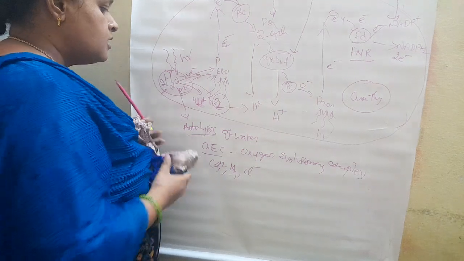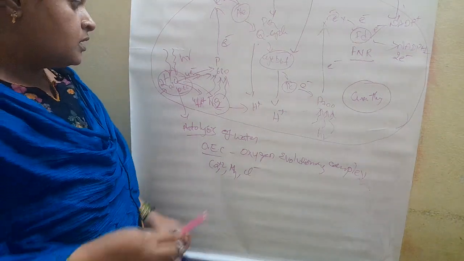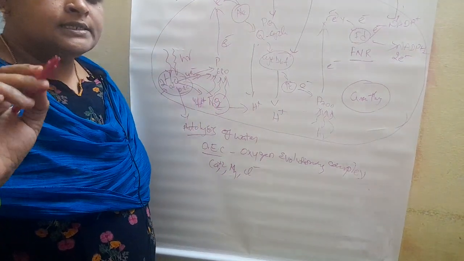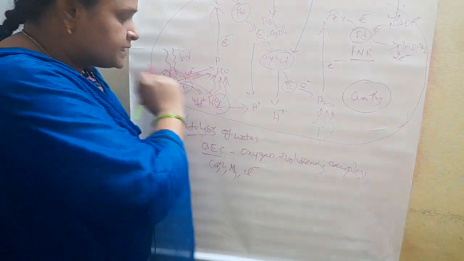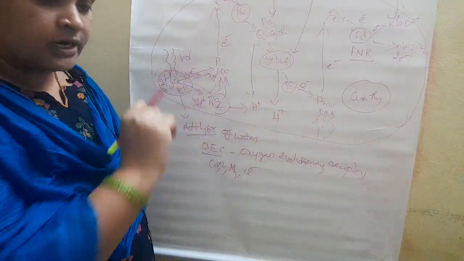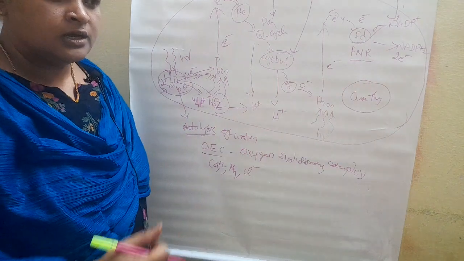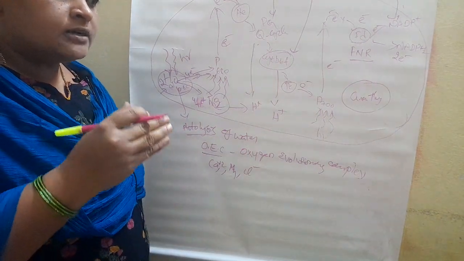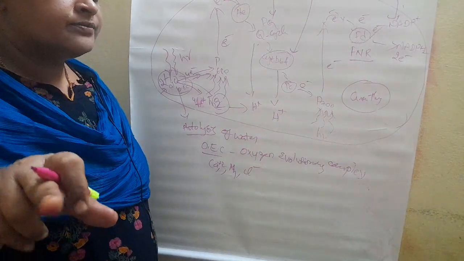Now, we will go to the OEC complex, which is just beneath the P680, not the P700. P700 is so far from the OEC complex. So OEC complex is associated with which system?